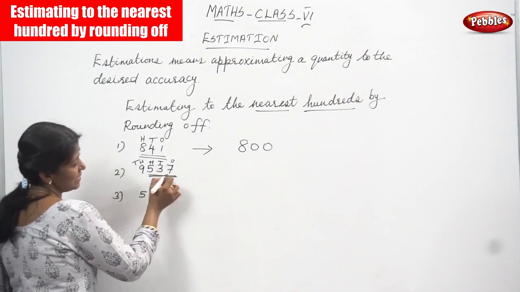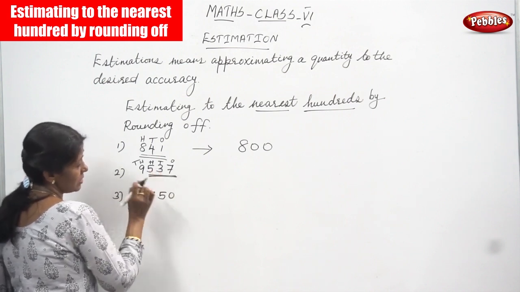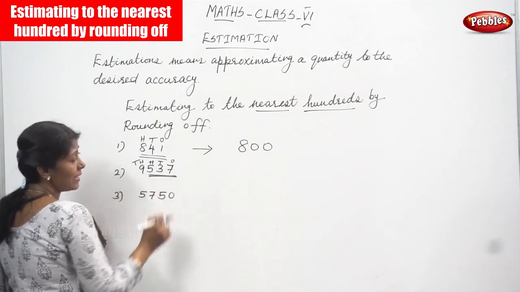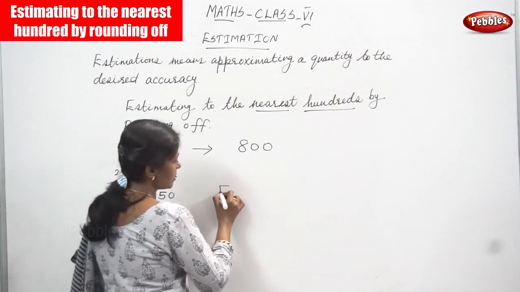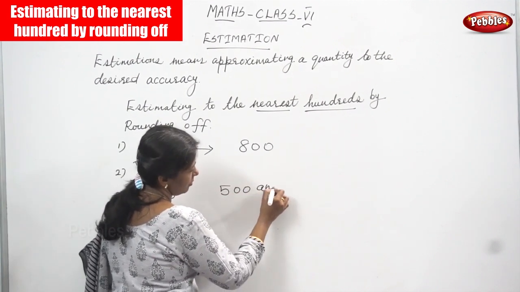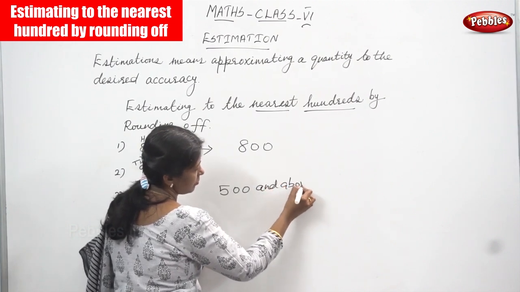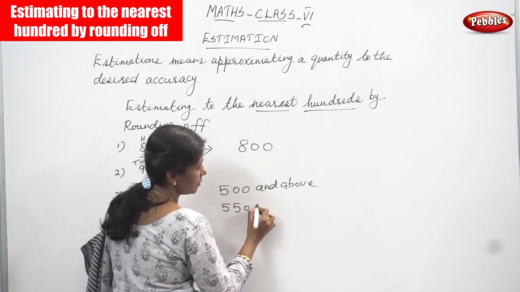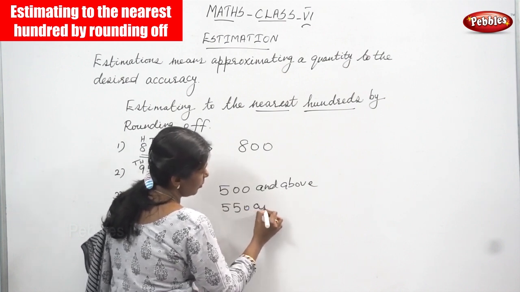Nearest 100 means you have to see these three digits: ones, tens and 100. So in the 100 place what is the number? 500. But 37 is in tens and ones. Tens place 3 and ones place 7. But 537, of course this is 500 and above. At the same time, it is not 550 and above.